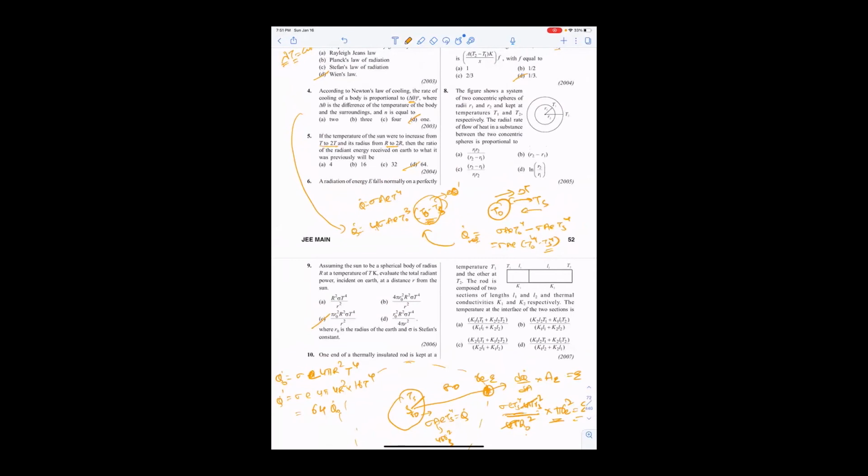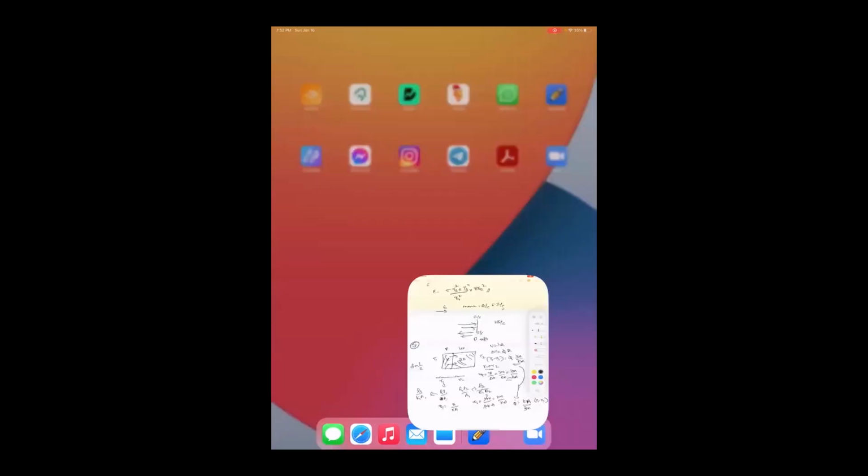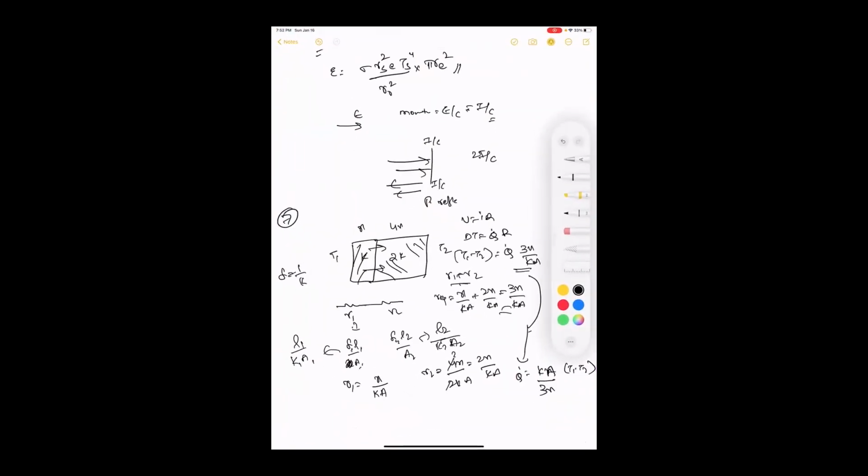The eighth question is a little different, if you see. This figure shows a system of two concentric spheres of radius R1, R2 kept at temperatures T1, T2 respectively. The radial rate of flow of heat in a substance between the two concentric spheres is proportional to what? One is radiating outside, the other is radiating inside. It's not radiation, I guess; there is a material here. So let us assume this is K. So what do we have to do for this? I hope this is fine, guys. Last question.